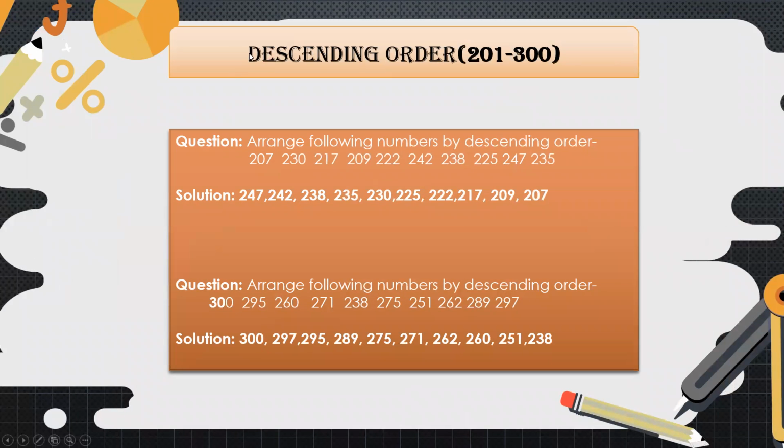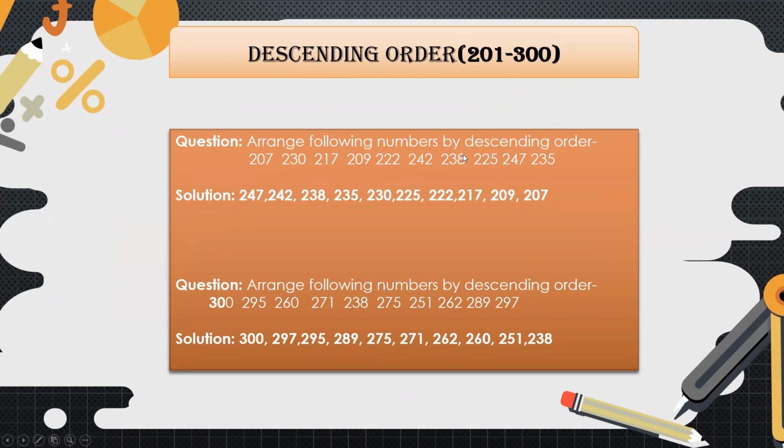Descending order means D. D is the fourth alphabet in the English alphabet. So this is the big one, the last one or bigger one. Descending means big to small, big to small. Here you can see the question pattern. I give you some numbers and tell you to arrange the following numbers in descending order. You have to arrange them from big to small.